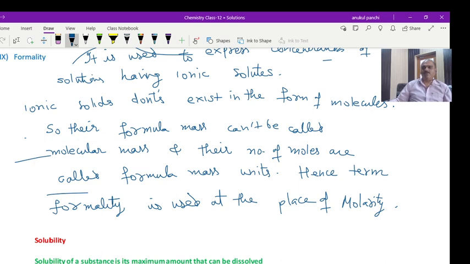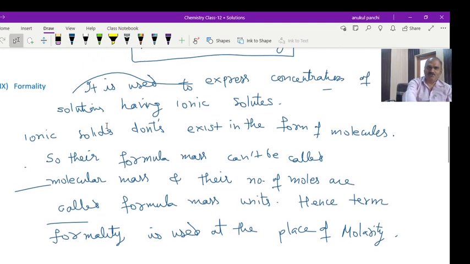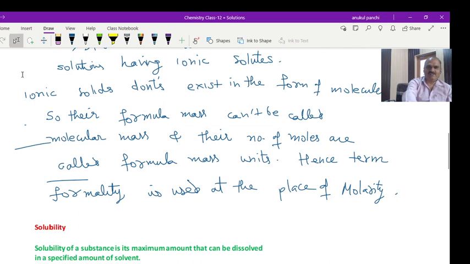Mathematically, both formality and molarity are same terms. Technically, they are different. In case of ionic crystalline solids, the term molarity is replaced by formality, and number of moles are called formula mass units.